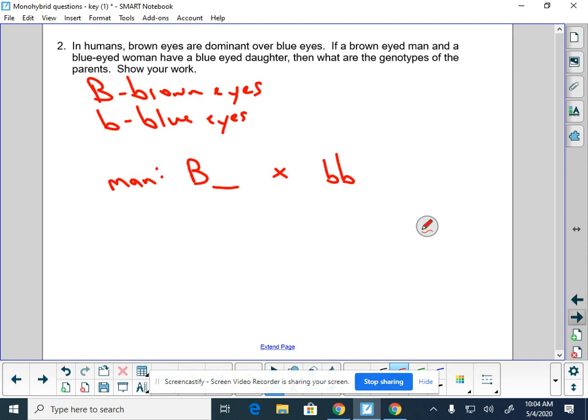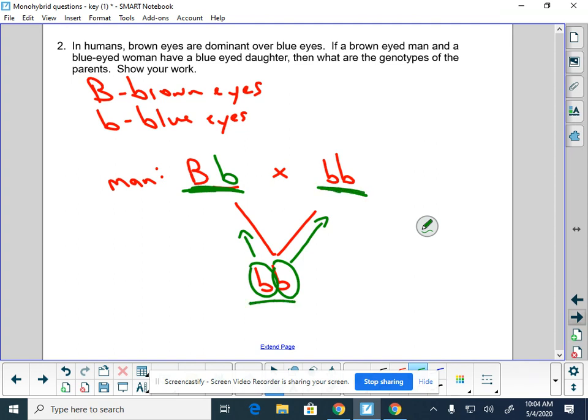They have a blue-eyed daughter. So the two alleles come down, blue-eyed daughter. Well, we know that one little b had to have come from mom. The other little b had to have come from dad, which means the second allele must be a little b. So dad has to be heterozygous. So the genotypes of all the parents. There's the dad, there's the mom, and there's the kid. That's question 2. You didn't have to do a Punnett square for question 2.